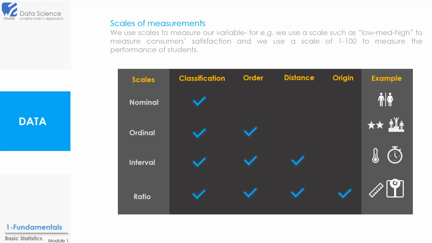Lastly, we have ratio data, which has all the characteristics of interval data, but it also has a natural zero, which means it also has an origin, such as height, weight, etc. So this was in brief the scales of measurement.